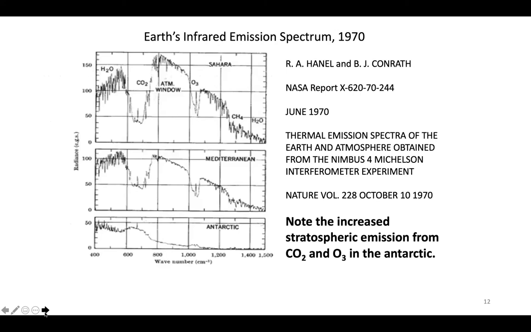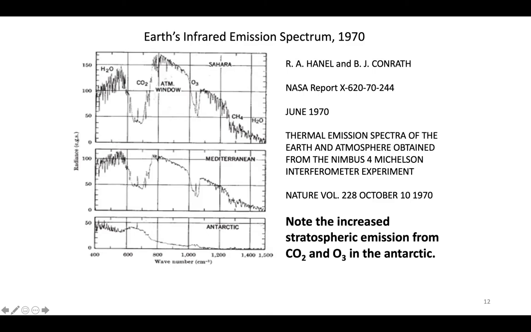I'll get to that. This is what the infrared spectrum looks like as measured as long ago as 1970 by two NASA scientists, Hanel and Conrath. You can see to the left side of the upper figure, there's a very large dip in the emission spectrum where carbon dioxide absorbs infrared radiation. Otherwise, the spectrum rises and then falls as you go through the wavelength range of infrared that the Earth emits. You can also see that there's a small dip where ozone in the stratosphere absorbs some of the light.